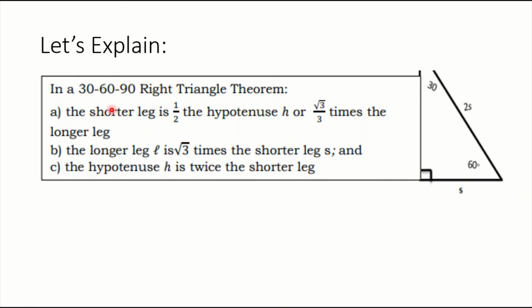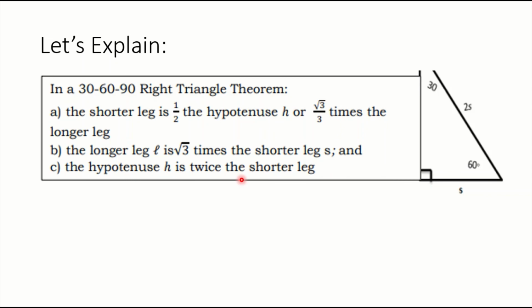In a 30, 60, 90 right triangle theorem naman po, 30, 60, 90. Okay? The shorter leg is 1/2 the hypotenuse or square root of 3 over 3 times the longer leg. The longer leg is square root of 3 times the shorter leg. And the hypotenuse is twice the shorter leg.